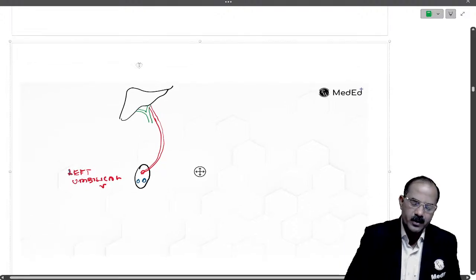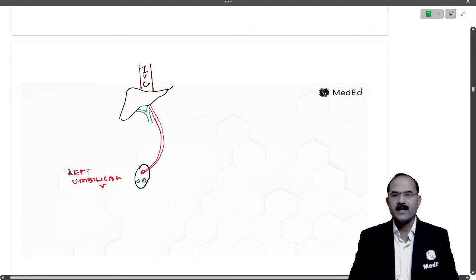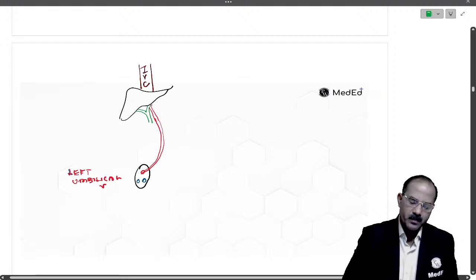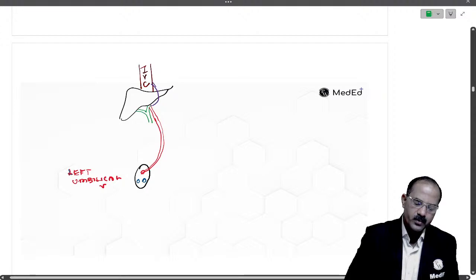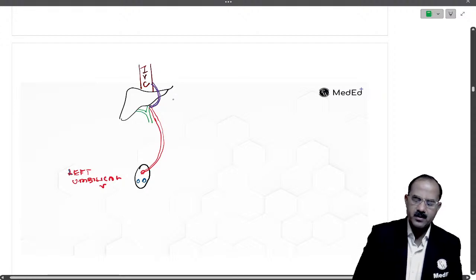So the entire blood should not go to the liver. There's a big vein here in the liver, that's the IVC. There's a bypass from the left branch of the portal vein to the IVC. Any guesses? What is this?